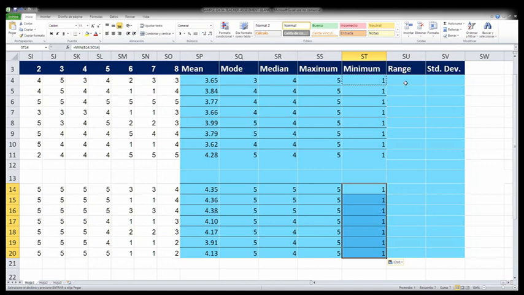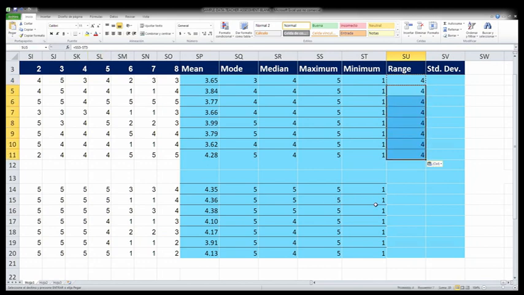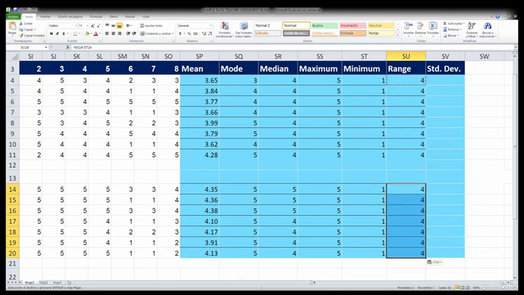Okay? So the range, if you remember, is this minus this, right? Enter. And the range is 4. So here it is. We paste the results. We do the same thing here. Okay. The range is 4 in all cases. But now let's look at the standard deviation. The standard deviation is the last measure of variability that we need to calculate in order to interpret the results.